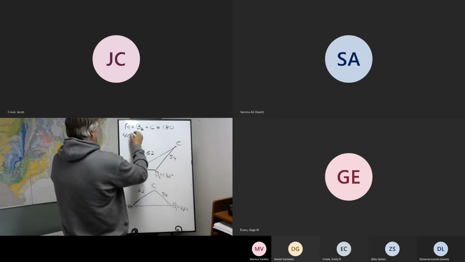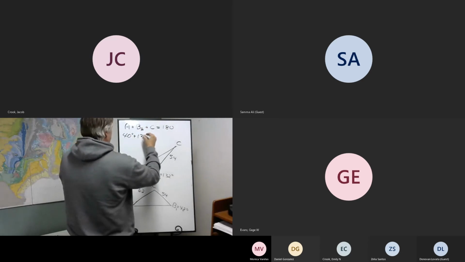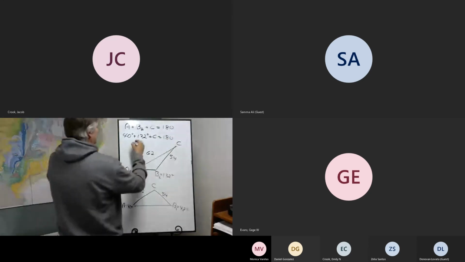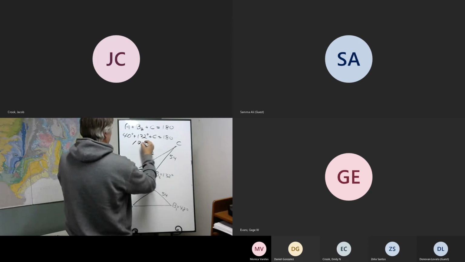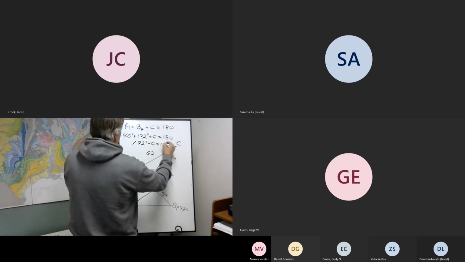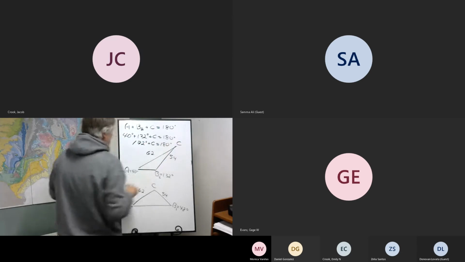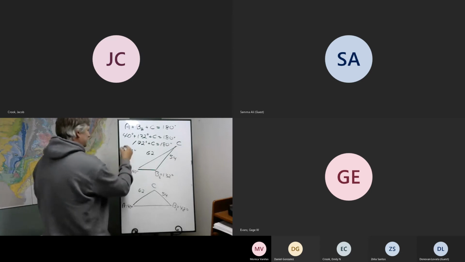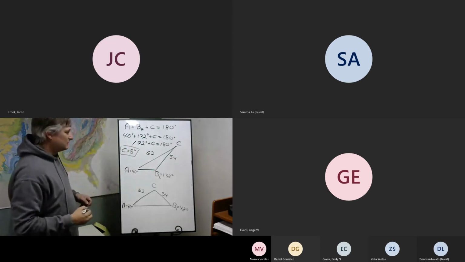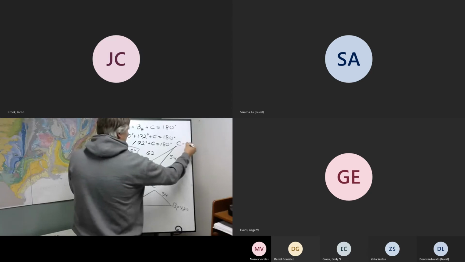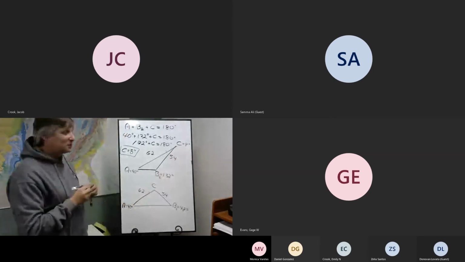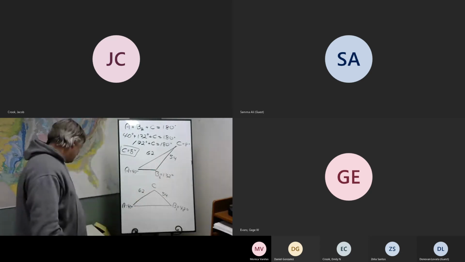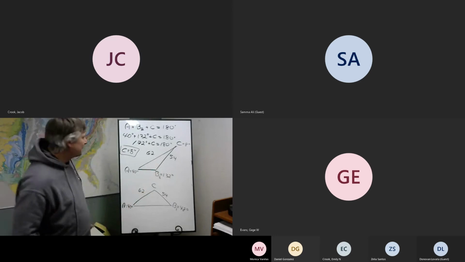For 40 degrees plus 132 degrees plus C is 180. So we'll get 172, and we'll squeeze this in here: C is 8 degrees. So for this triangle, we've got 8 degrees for C, which looks like a small angle. That seems reasonable. So now let's find C for this triangle.